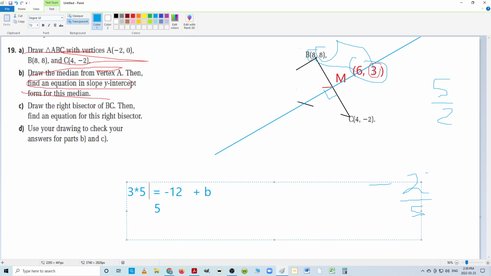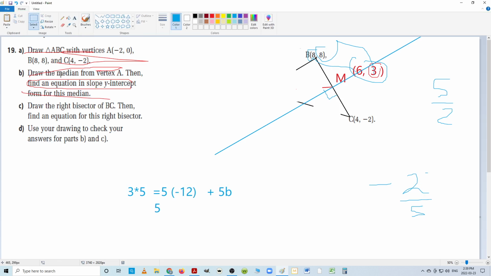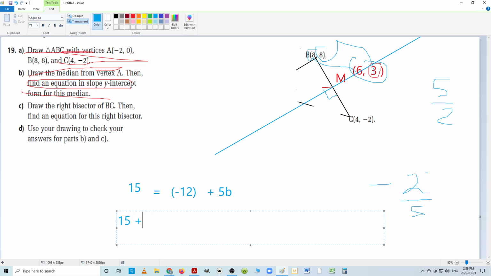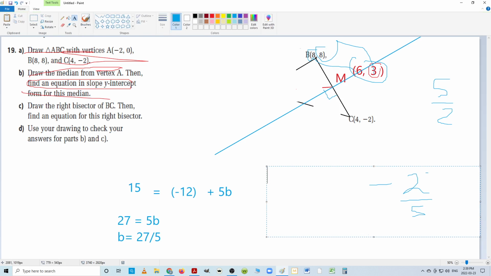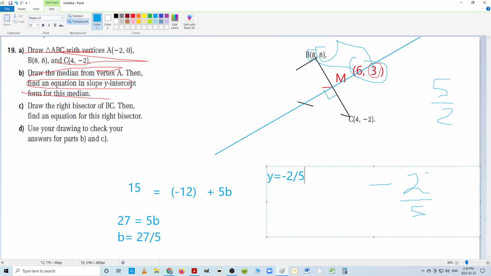So I'm going to multiply everything by 5. And over here 5. And I can tell you right now, this is not 5 minus 12. It's 5 times 12. And every time this fraction disappears. There we go. Now it's coming out to 27. This 3 times 5 becomes 15. When I add 12 to both sides, I get 15 plus 12 on the left side, which is 27 is equal to 5b. And that's what happened. I interchanged my... there we go. So then I would go back. y is equal to minus 2 over 5 x plus 27 over 5.